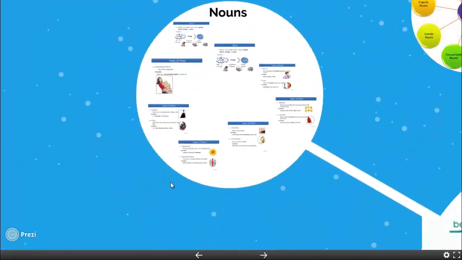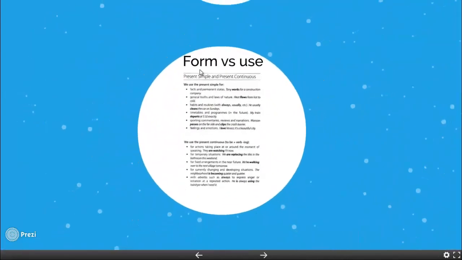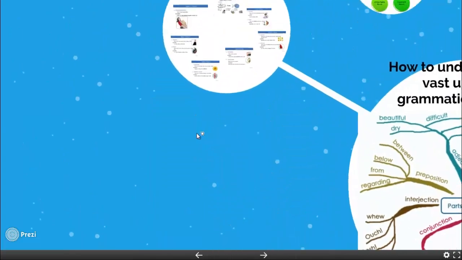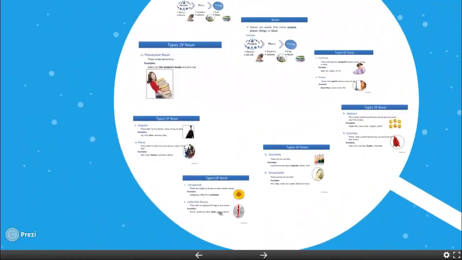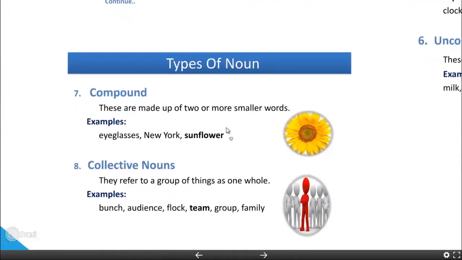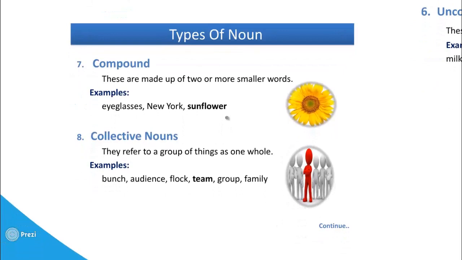I'm gonna come back and continue with this part. So, compounds and collective nouns. Compound nouns, these are made up of two or more smaller words. So you think about eye and glasses, you add them up and you have eyeglasses, New York, or sunflower. Sunflower is the product of two words, sun and flower.